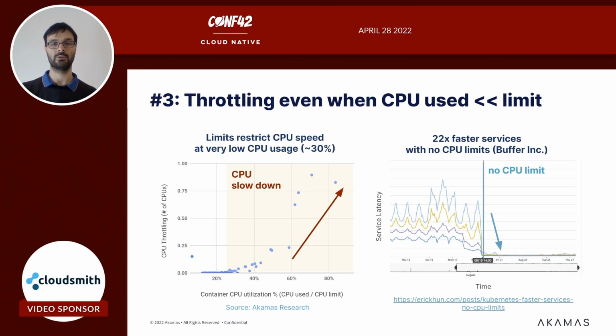This is due to a particular way CPU limits are implemented at the Linux kernel level. This aggressive CPU throttling has a huge impact on service performance. You can get sudden latency spikes that may breach your SLOs without any apparent reason, even at low CPU usage.